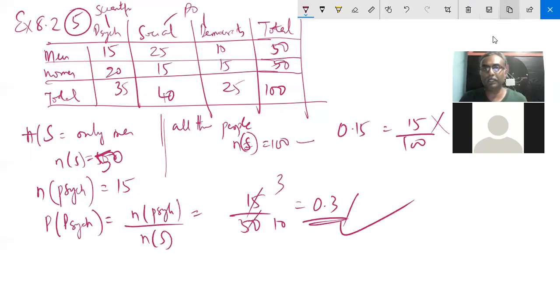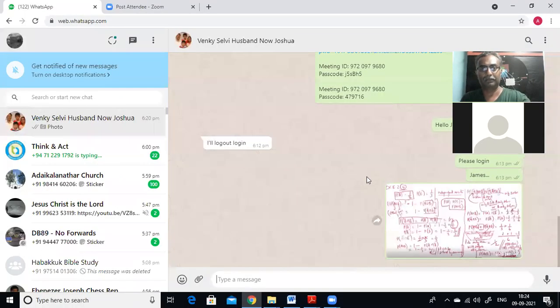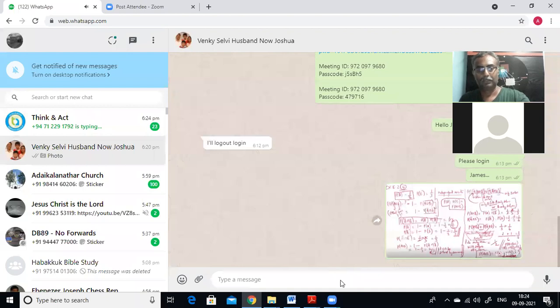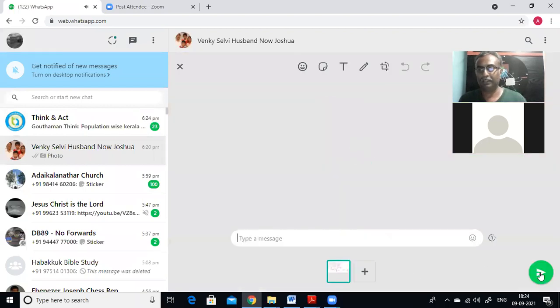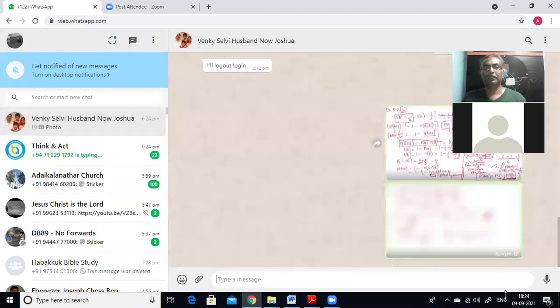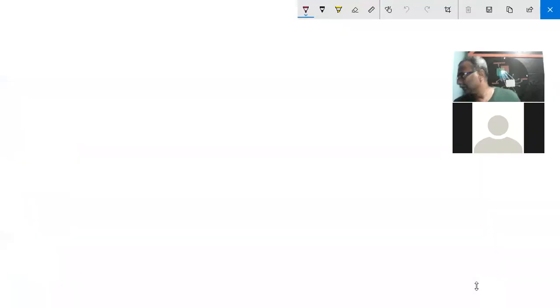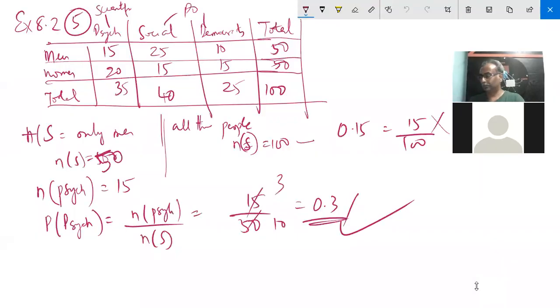This is a silly problem. If you get it in your exam, don't attempt it. Sure. This problem, I don't like it. It's not a properly formatted, properly given problem. Okay, let us go and do the sixth sum.